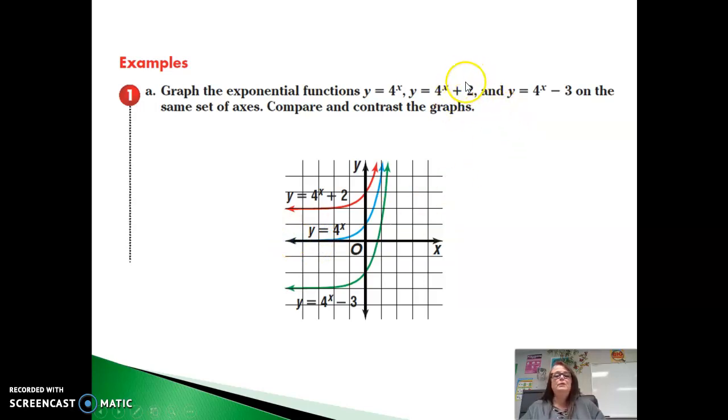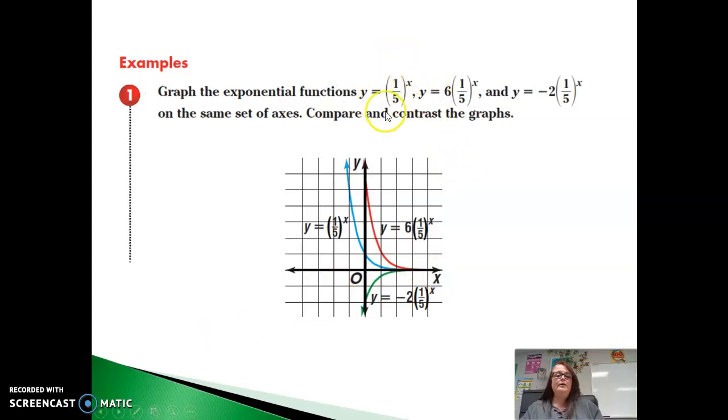And you'll see that this plus 2 is outside of that exponent. And so that means that it's a vertical change. And you'll notice the red graph is the blue graph translated vertically 2 units up, right? And then the second graph has this -3 outside of the exponent, and so that's also a vertical change. And so the green graph is the blue graph translated down 3 steps.